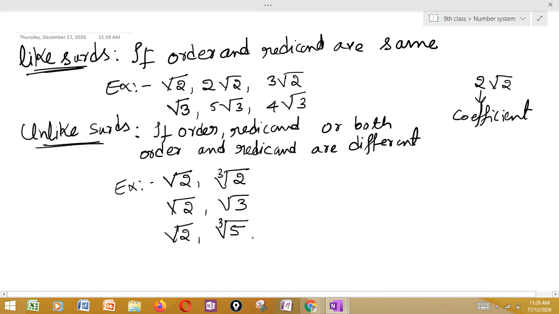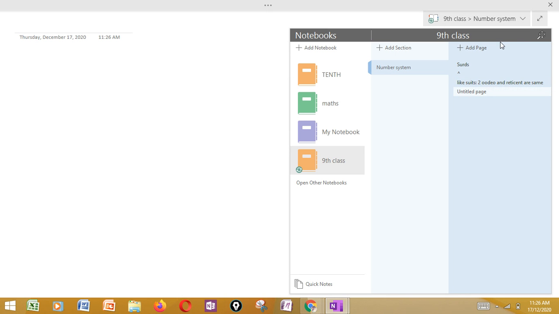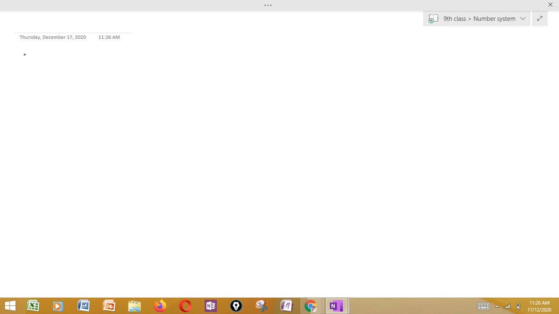Different. So what conclusion can we take? What we can conclude is that these kinds of examples are called unlike surds. Okay, shall we take a few more examples to clarify which kinds of surds are called like and unlike?